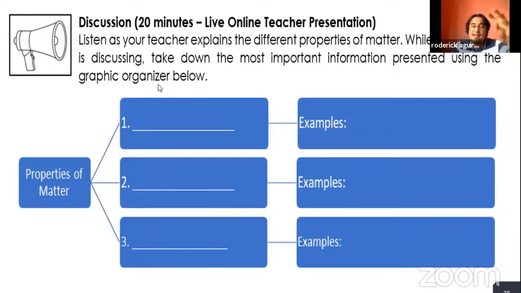Okay, 20 minutes, live online teacher presentation. Listen as your teacher explains the different properties of matter. While your teacher is discussing, take down the most important information presented using the graphic organizer below. So it's in the students' module, and they write the properties of matter. When there is color and such, the child understands.